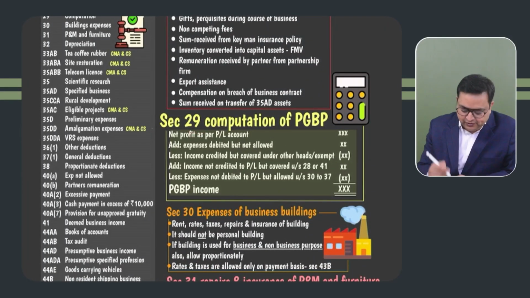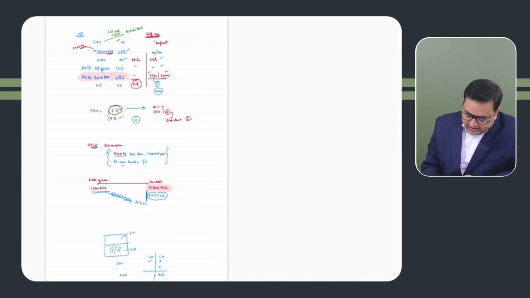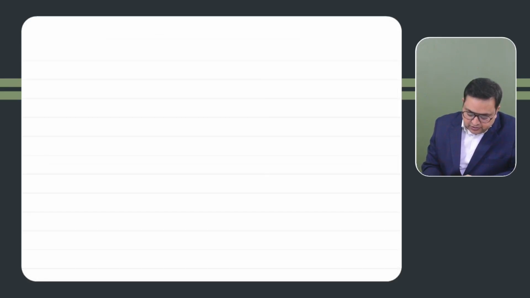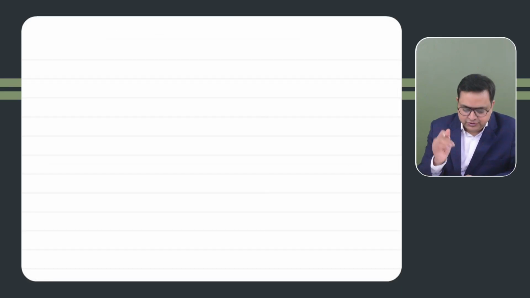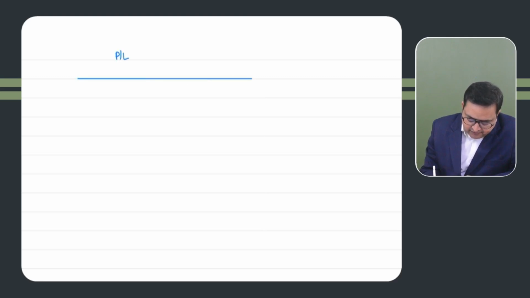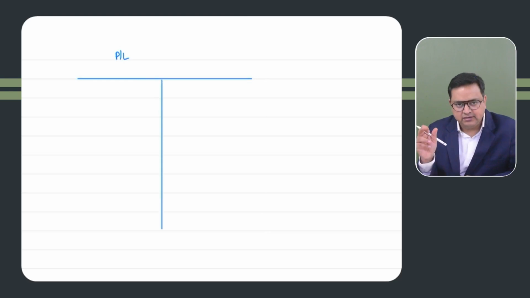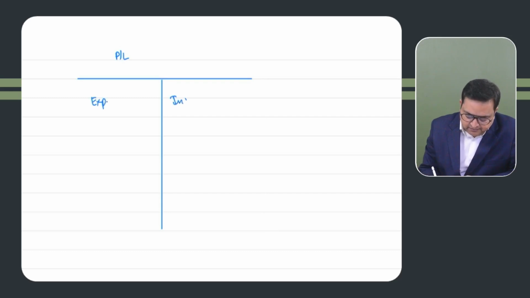See, first of all, generally, whenever you get your total income question, it would be like this. Mostly your P&L account or income and expenditure account will be given to you, and you have to compute your total income. Right now, I'm more concerned with my PGBP income. So here it would be some expenses, here some income, and here your net profit or net loss, as the case may be. So this should be your starting point.